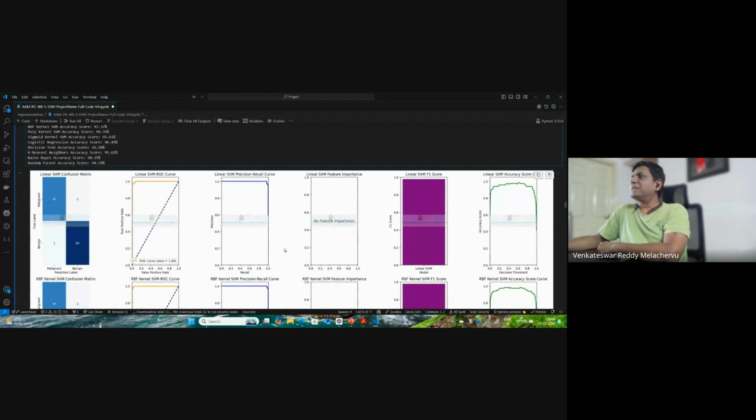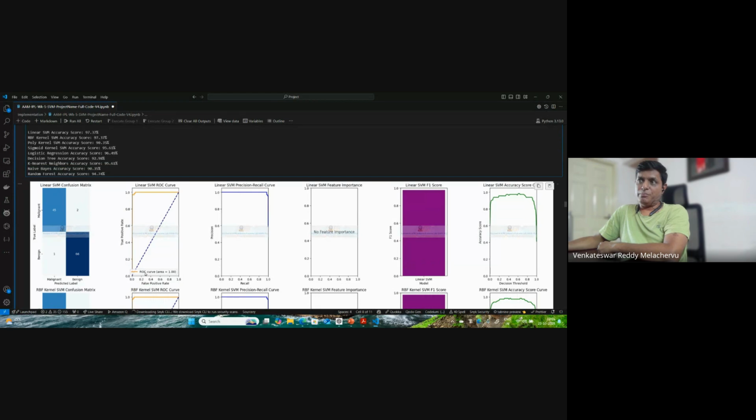Right. So essentially, these are the curves. So ROC curve. We obviously want false positive rate to be 0 and true positive rate to be 1. The area under the curve should be a spike. Right? Precision recall curve. Recalls, precisions. We want both precision and recall to be high. So it should be somewhere here.